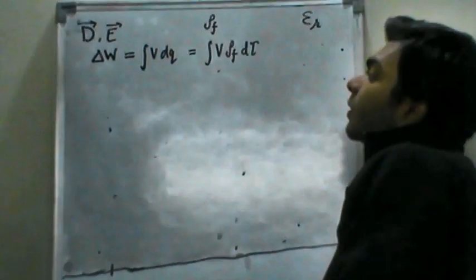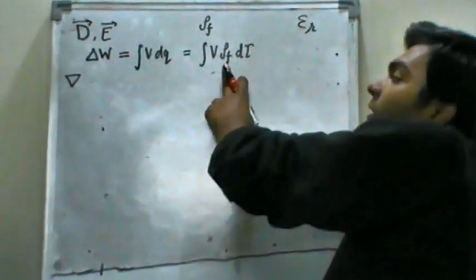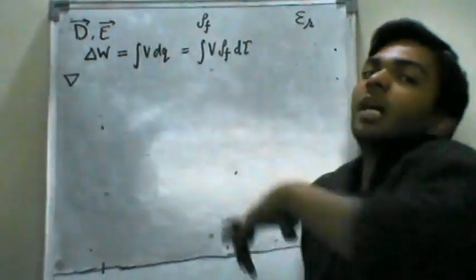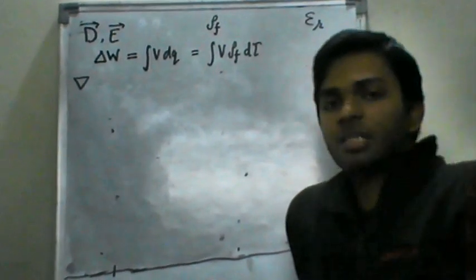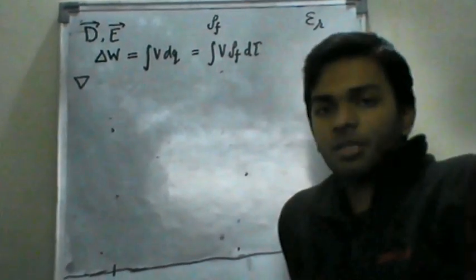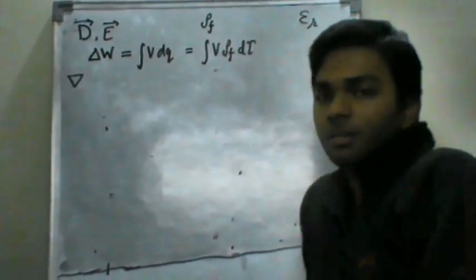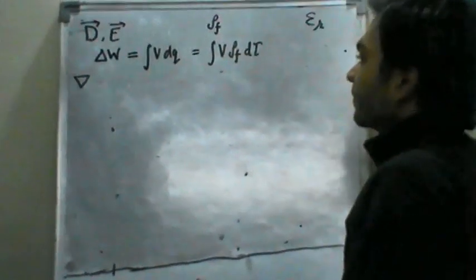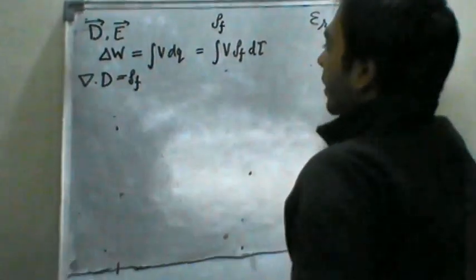Now we know that rho free. Okay, one more thing. Why am I writing rho free? Because that is the charge I am bringing. I am controlling that charge, and that charge will stay there whether or not I put some external electric field. That charge does not depend on the dielectric, right? So it is a free charge. So we know that del dot D is equal to rho free, right?